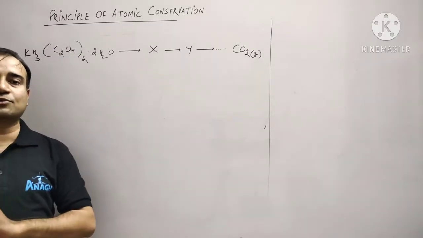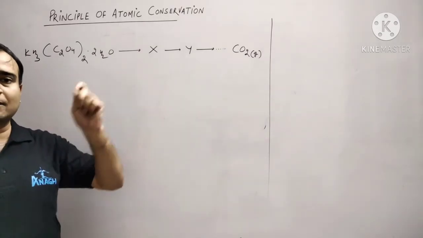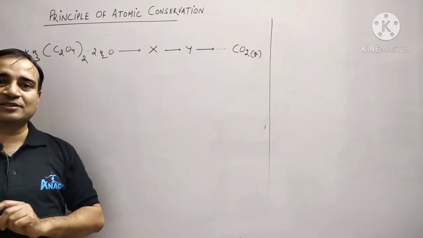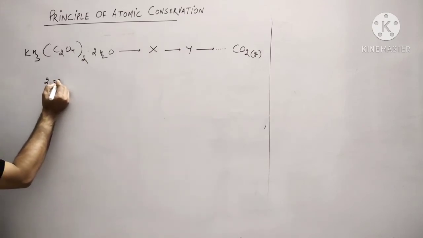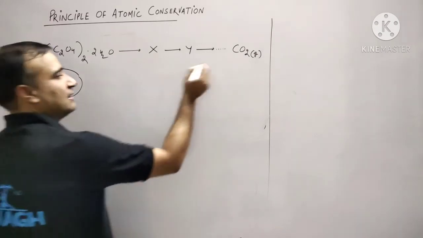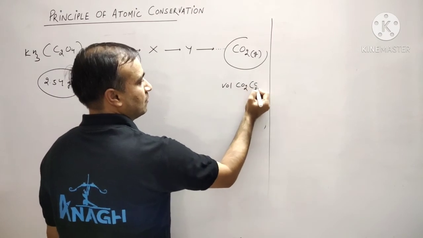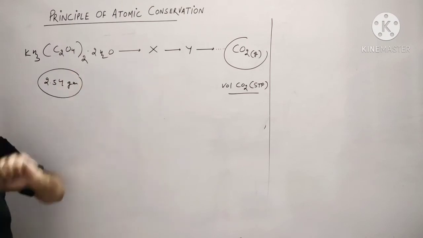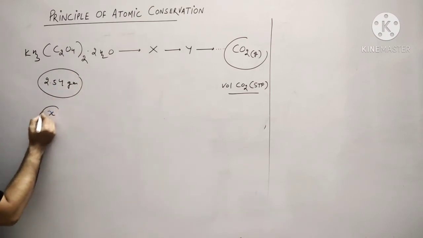We can't solve this question by using stoichiometric calculations as we are not given the number of moles of different reactants as well as products. So I am applying POAC. The question is very, very simple. Suppose 2.54 grams of salt is given and he is asking the volume of CO2 obtained at STP condition by the given equation. So what will we do? First of all, let the number of moles of salt be X.